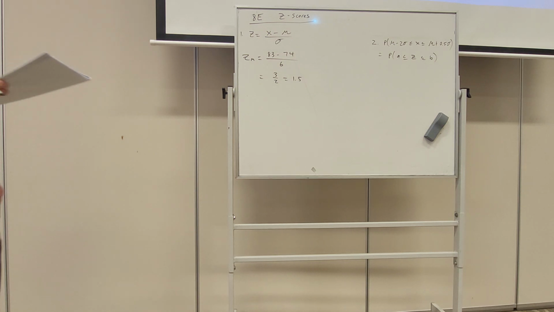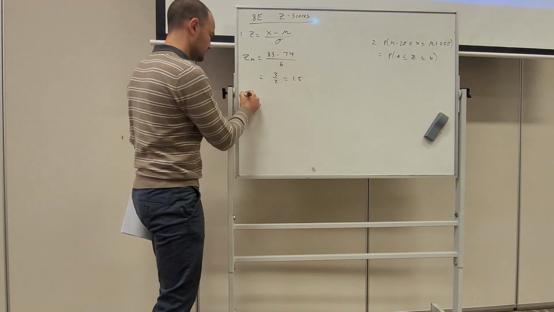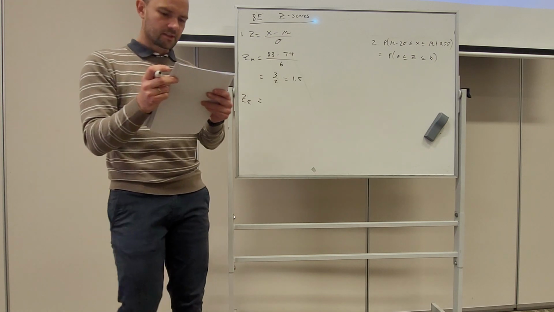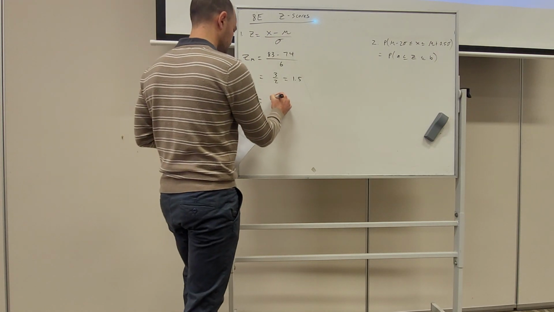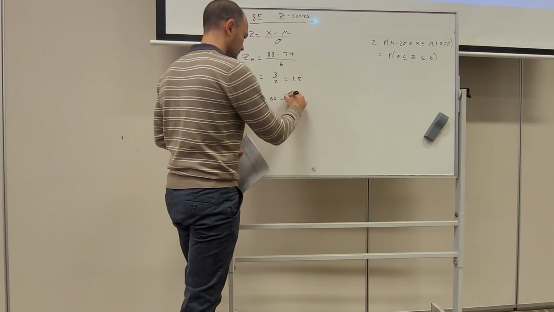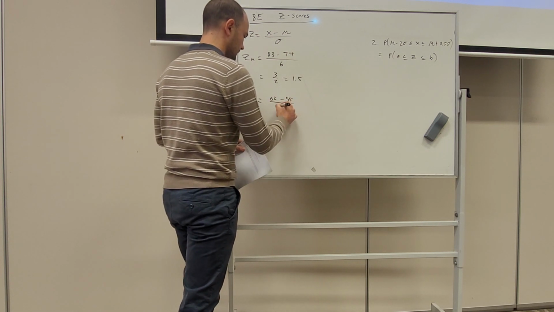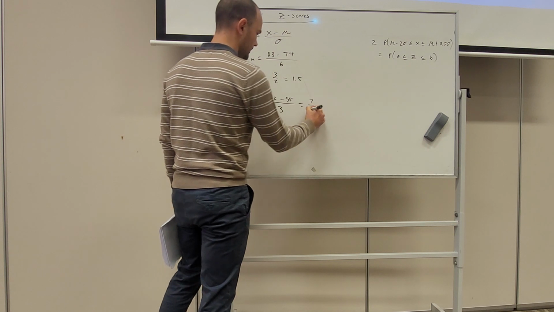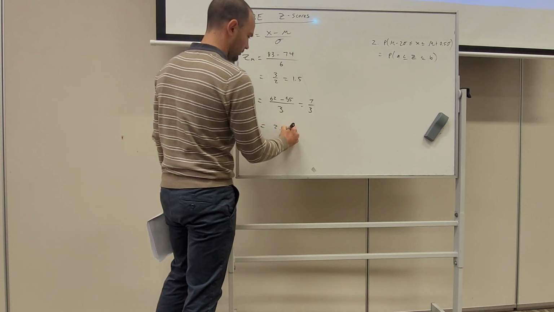Let's calculate his z-score for English. Okay, so his result for English was 62%. The mean was 55. And the standard deviation was 3. So this gives us 7 on top of 3, which is 2.3 recurring.